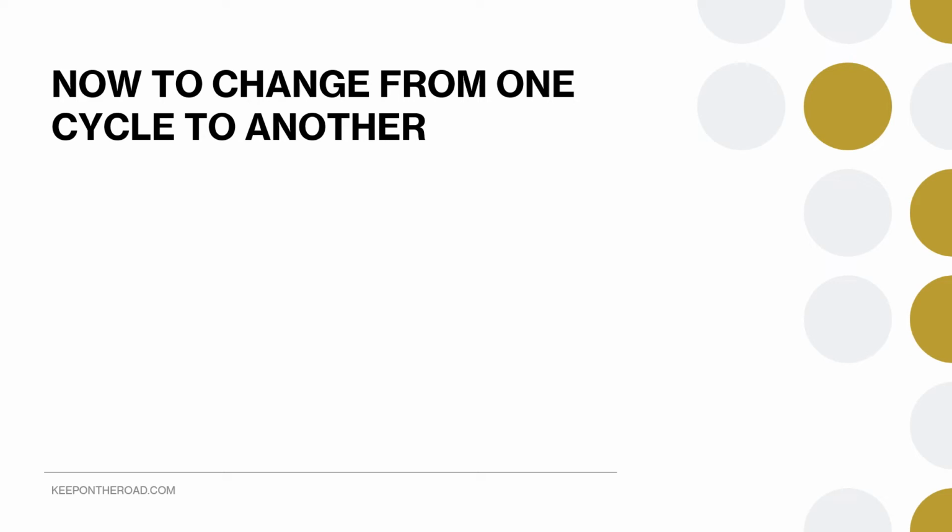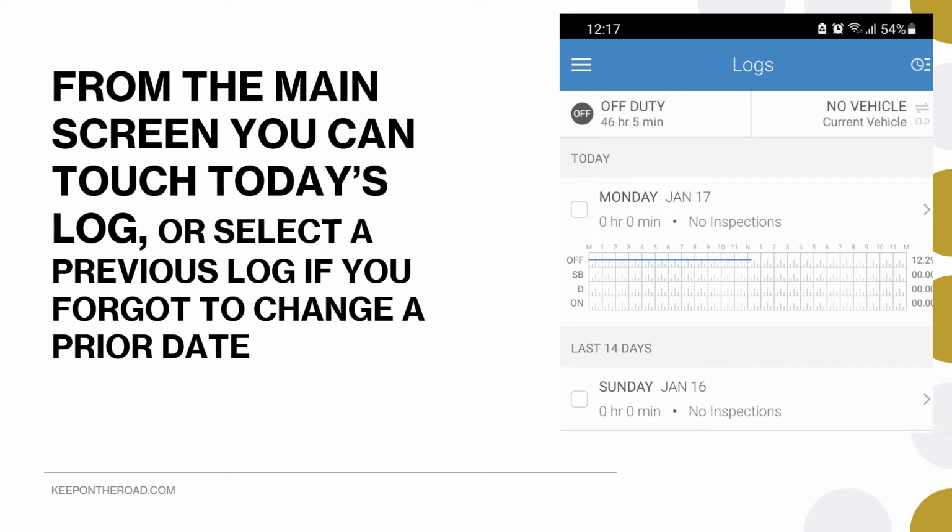Once you have decided you are going to change, the process is simple. From the main screen, you want to select the log that you are going to change. Normally that will be today's log. However, if you did forget to change it on a previous day, you can always change that after the fact. You'll just have to re-sign the log.